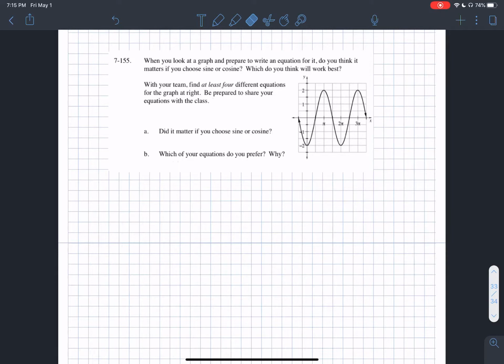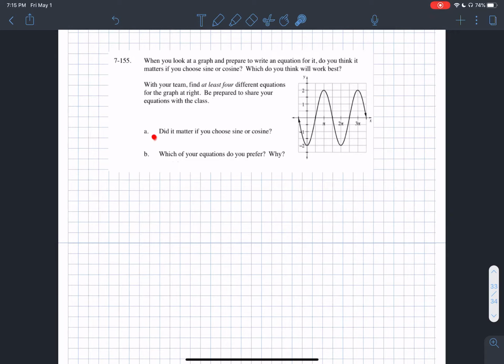Now that you've read the problem, let's talk about what it's asking you to do. It's asking you, when you look at a graph and prepare to write an equation for it, do you think it matters if you choose sine or cosine? So when you're looking at this graph right here, do you think it would matter if you choose sine or cosine, which also happens to be part A? And which one do you think will work best?